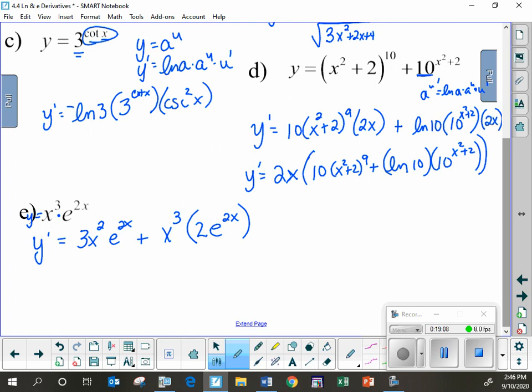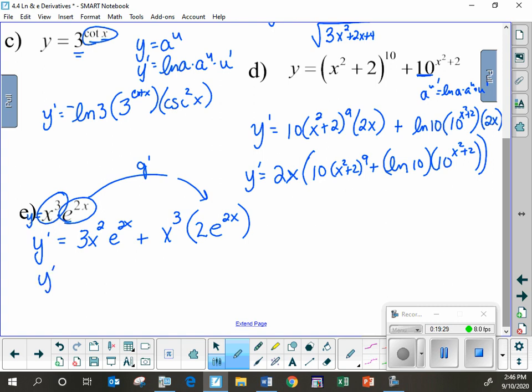So what did I do there? Derivative of x cubed became 3x squared multiplied by the second. I'm thinking f and g, right? F prime g plus f g prime. This is my g prime, isn't it? And I had e to the 2x times 2 from chain rule, and then times the x cubed.